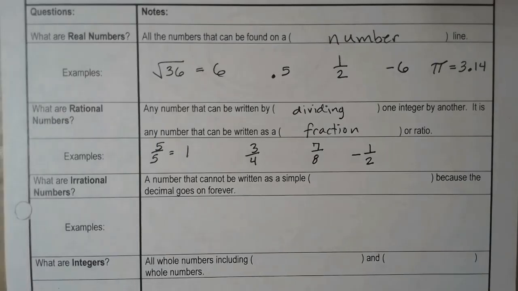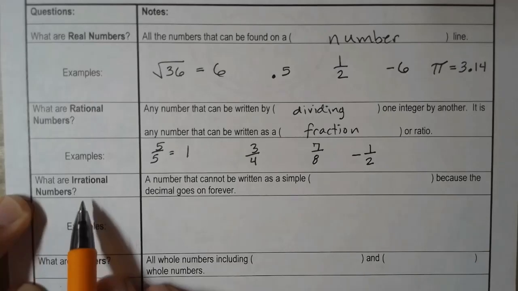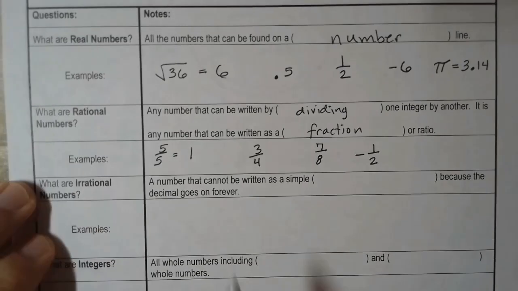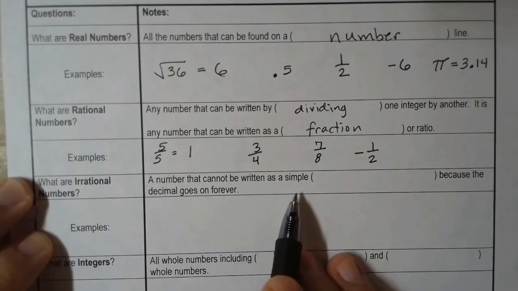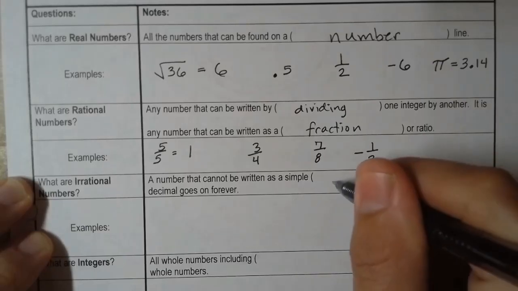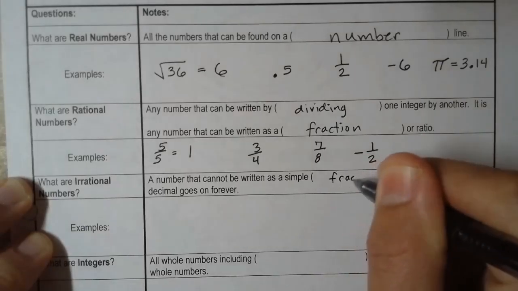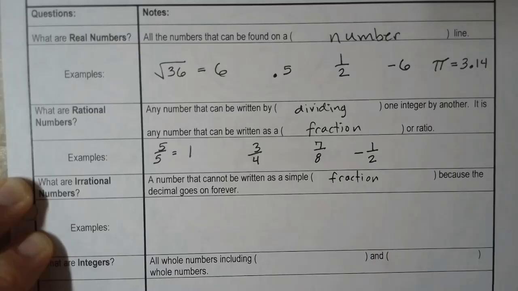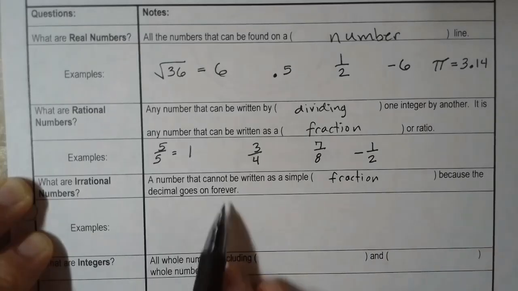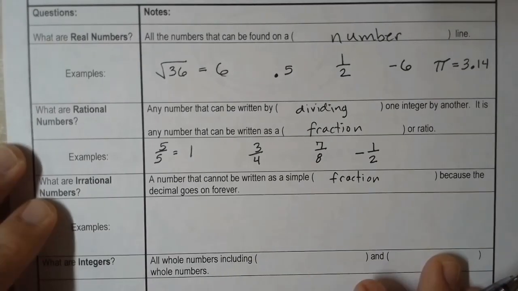Next, we're going to look at what are irrational numbers. When it talks about irrational numbers, we're talking about a number that cannot be written as a simple fraction. Anything that can't be written as a fraction is going to be irrational because the decimal goes on forever. So let me give you an example of that.